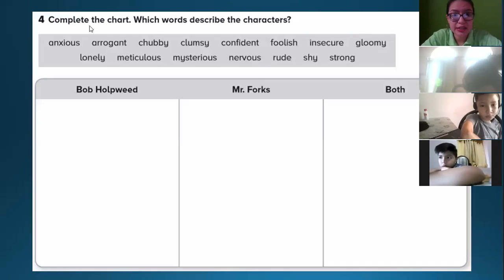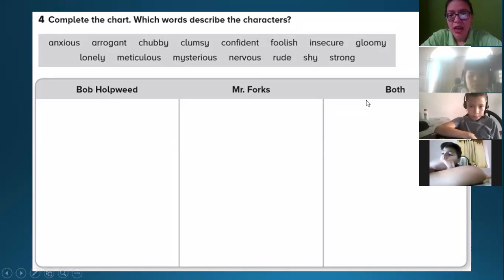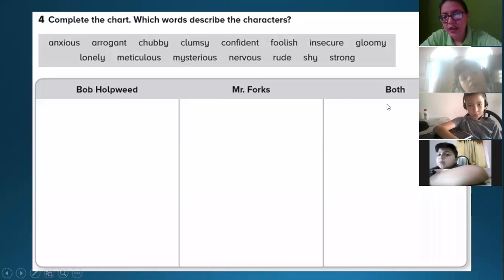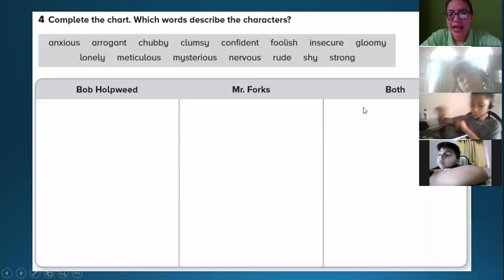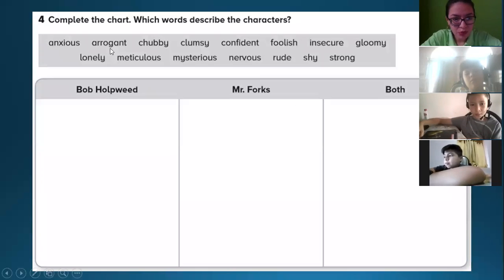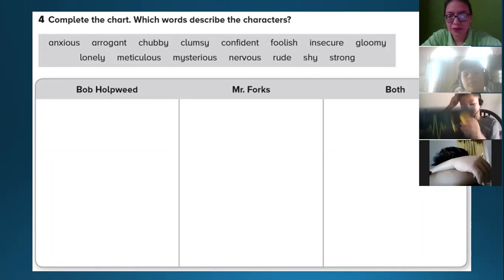The exercise says complete the chart with the adjectives that describe each character. You have one column for Bob Holwitz, another column for Mr. Fogg, and finally a column for both. Both means that two characters contain the adjective. Okay, so we have some adjectives. Let's repeat after me the adjectives, guys.